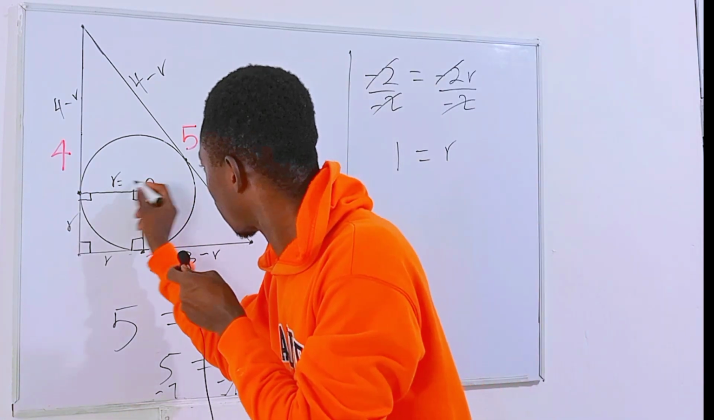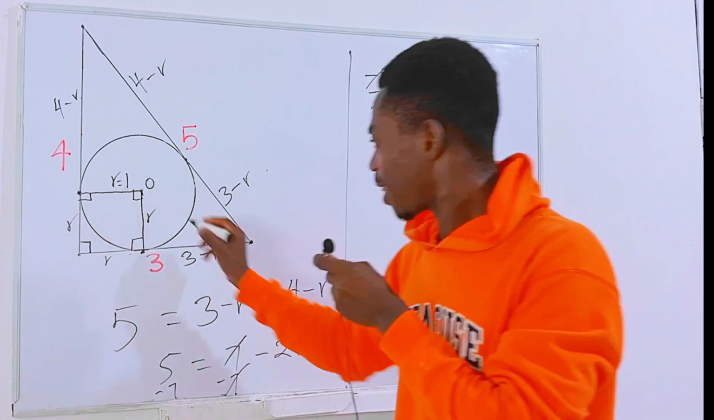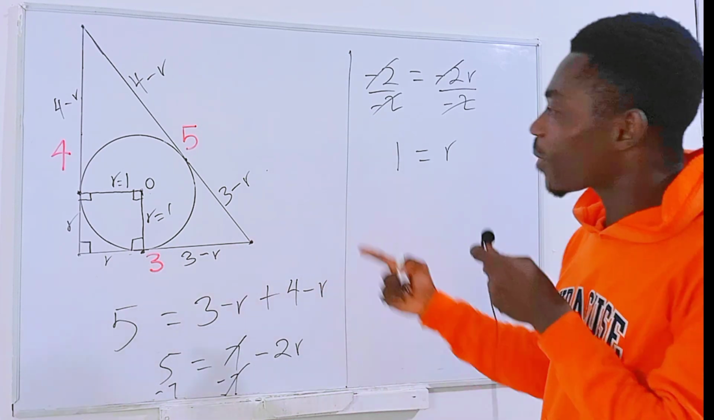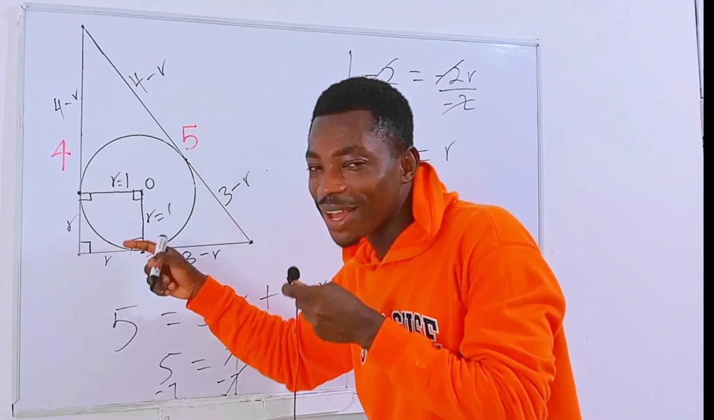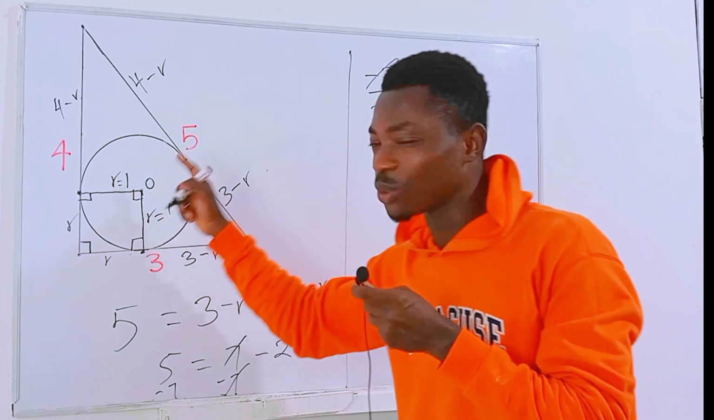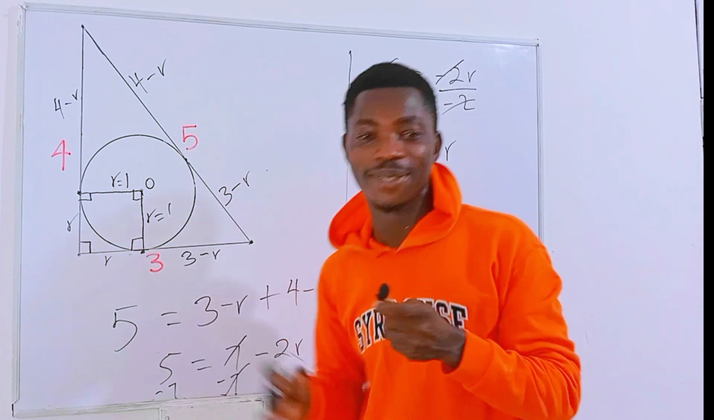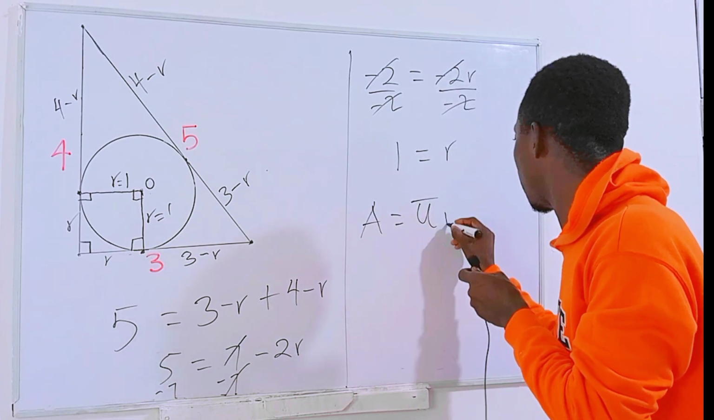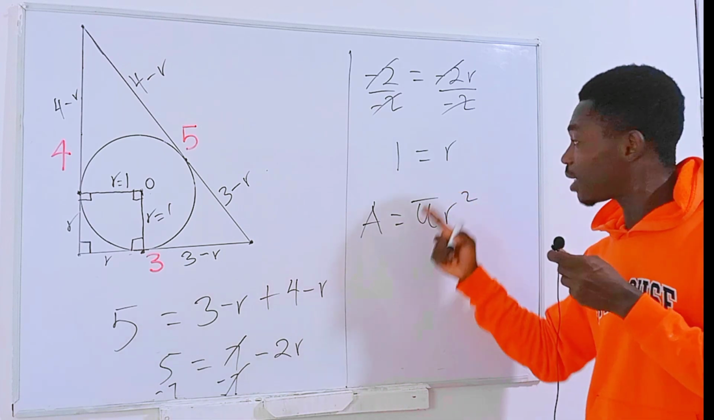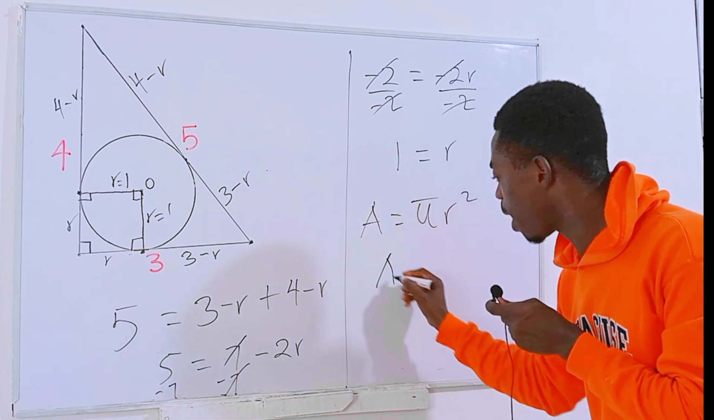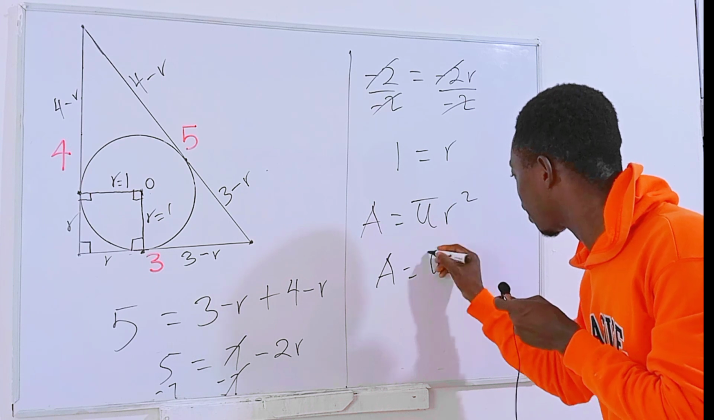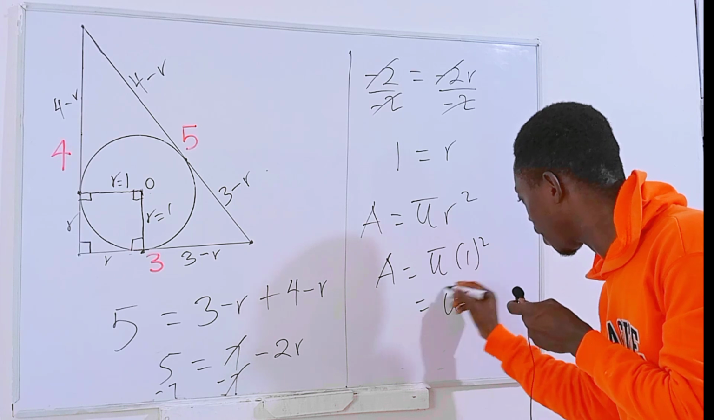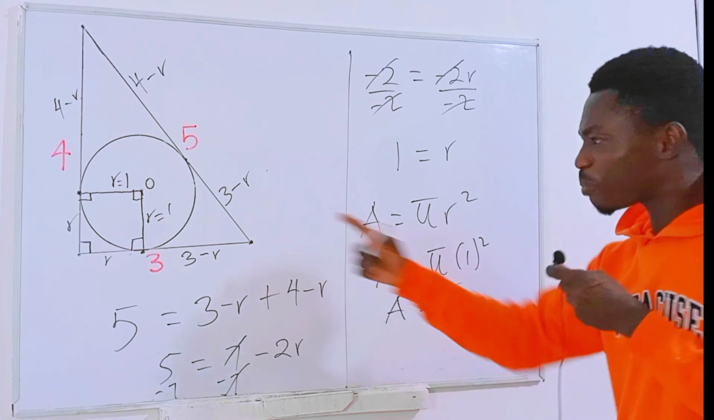So the radius here is 1 unit. This is also 1 unit because they are all radius. Cool. Now, the question is saying we should find the area of the circle. And I think now that we know the radius to be 1, the question is solved already. Area of a circle is equal to pi r squared. Now we know that the r is 1 right here, so we're going to have area is equal to pi times 1 squared. And it's obvious that this is going to be pi. So the area is pi.